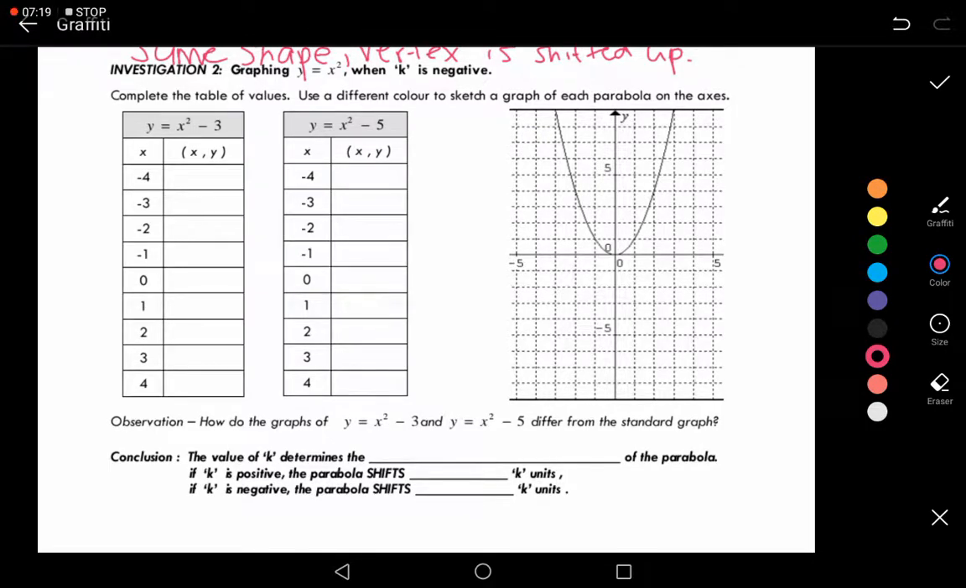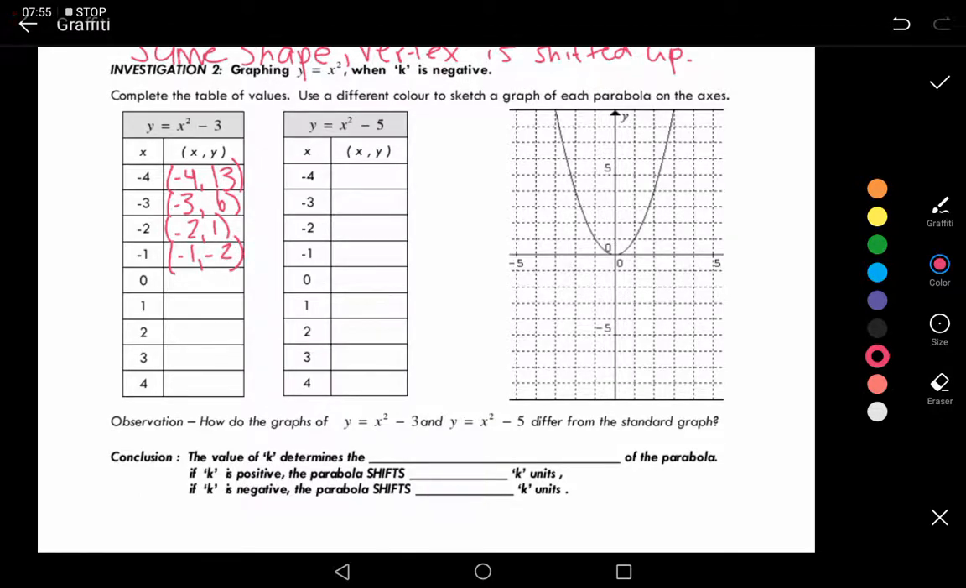Okay, so same thing, we're filling in the charts the exact same way as we did before. We're simply plugging in these X values to figure out what the Y will be. So we have -4 squared, which is again 16, minus 3 is 13. -3 squared is 9, minus 3 is 6. -2 squared is 4, minus 3 is 1. -1 squared is 1, minus 3 is -2.